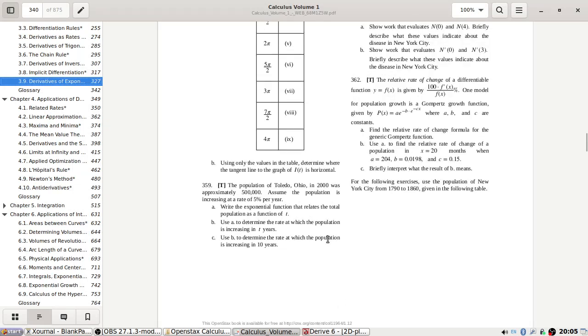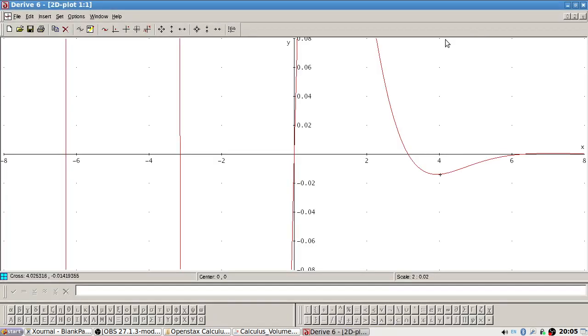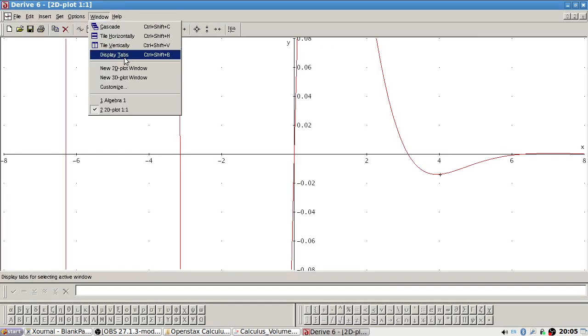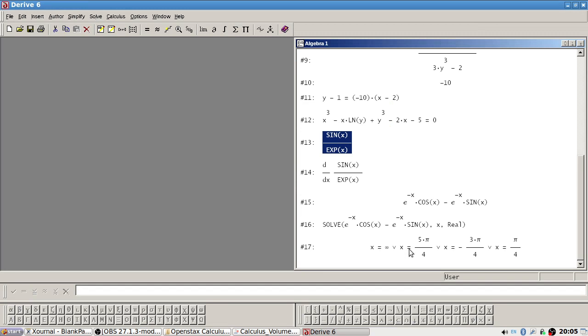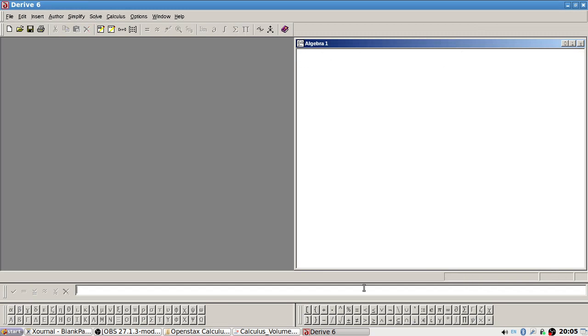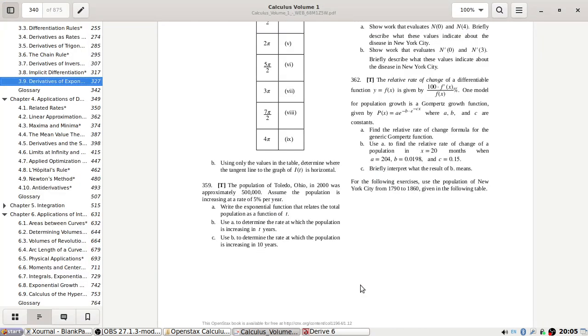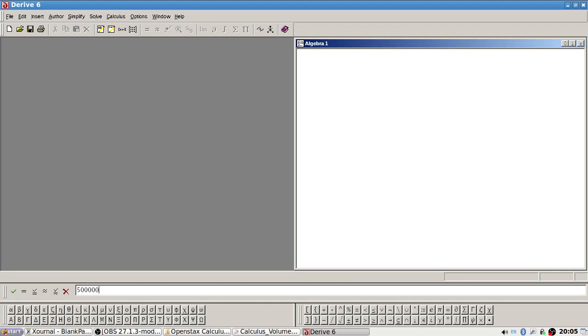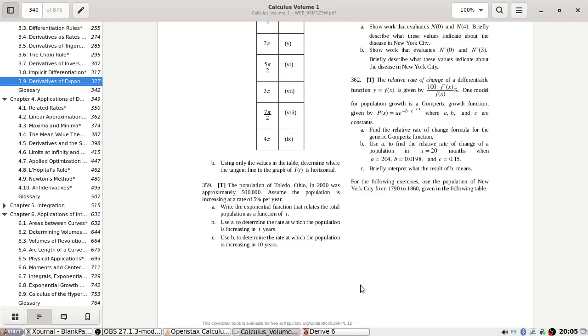Okay, tech question here. Let's have a look. The population of Ohio was approximately 500,000. The population increased at 5% a year. Write an exponential function down. Okay, let's do that. So it's 500,000 times 1.05 to the power t.